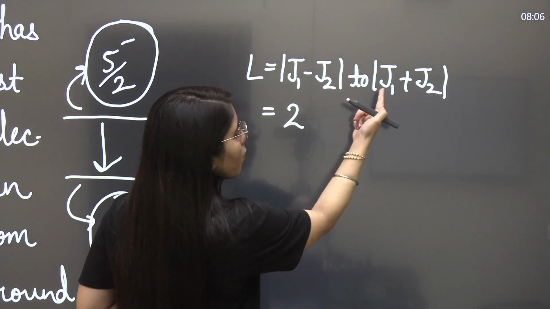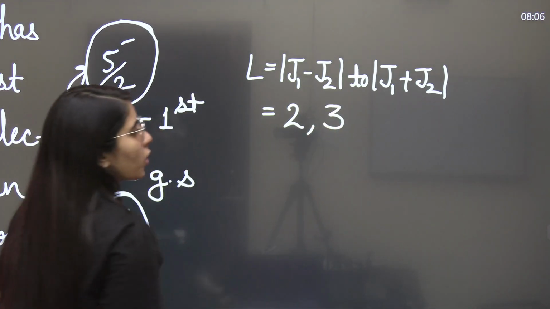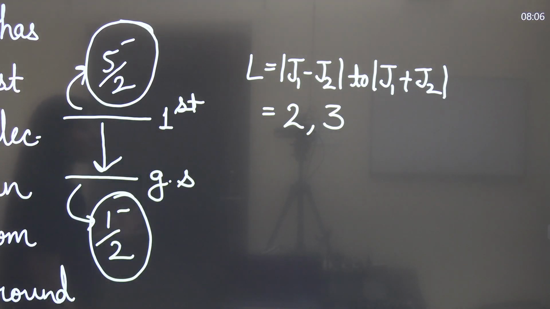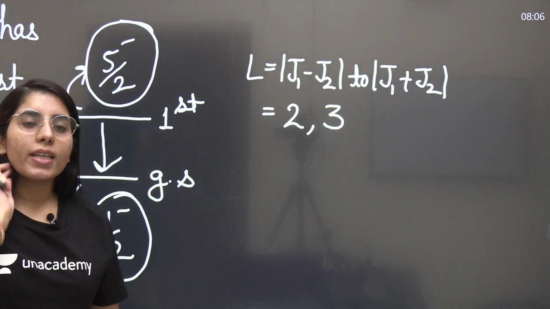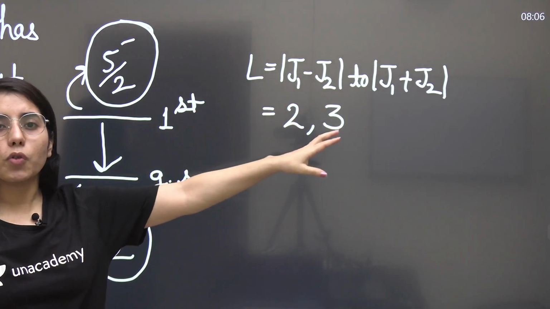And then 5/2 plus half, which will give you what? 3. And the mod is there, so positive values. I hope everybody is getting it. Now, once you have got that, we generally denote it with capital L, the difference and the sum of those two.